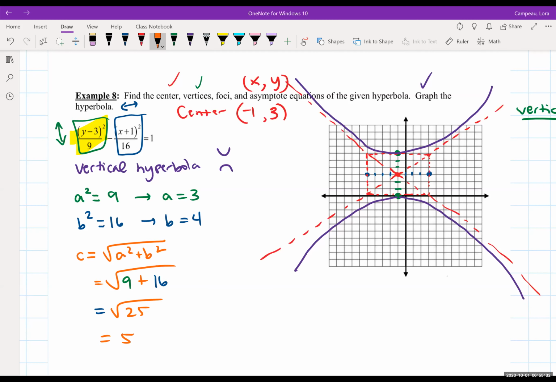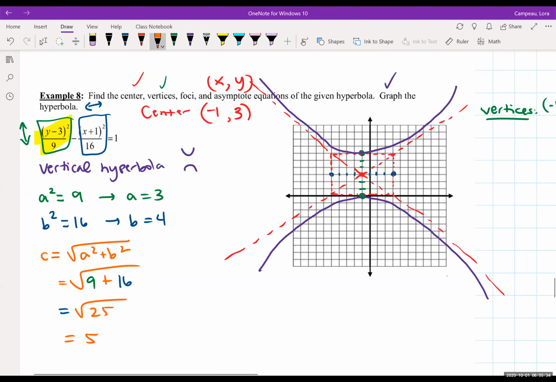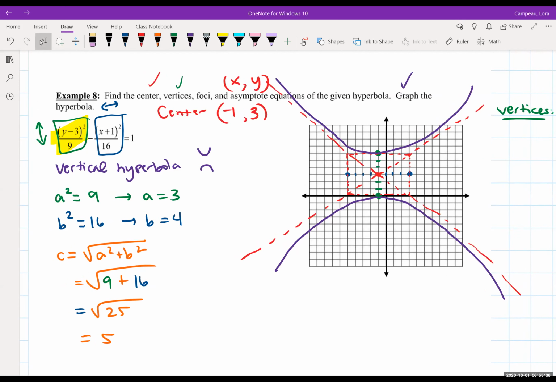So that's square root of 25, which gives us a 5. So it makes it nice for us to plot our foci. So remember with the foci, they're on the same axes as your vertices. So this would be counting upwards and downwards from the center. Now remember, it's from the center and not the origin. So 5 units from this center. We still got to finish graphing. So 1, 2, 3, 4, 5. That's our first focus point. And then downwards from the center. 1, 2, 3, 4, 5.